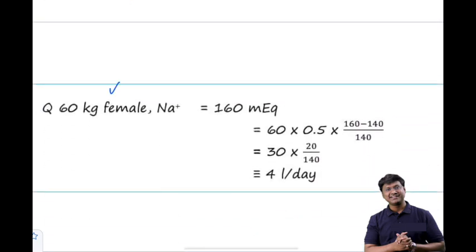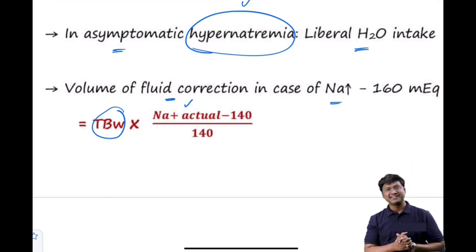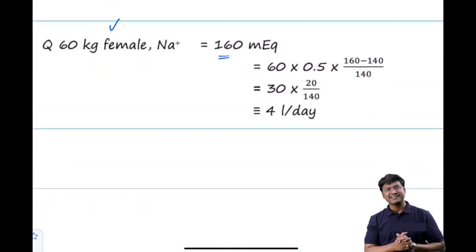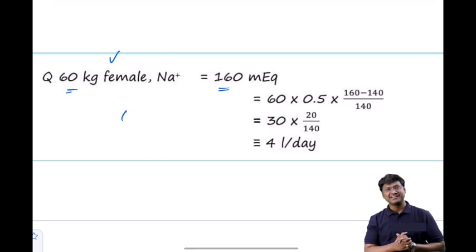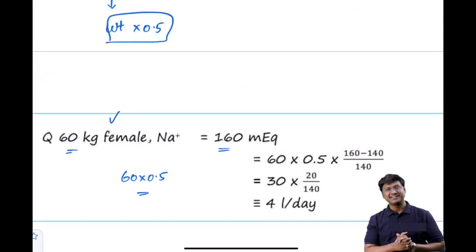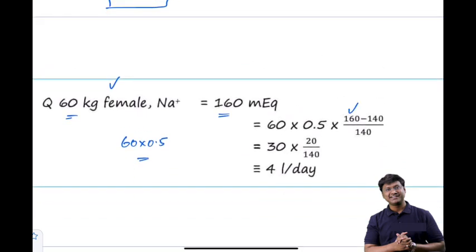You take a 60 kg female with sodium 160. Now how much fluid do you have to give this individual? How do you calculate the total body water? Weight of the individual multiplied by 0.5 is your total body water. So the weight is 60 multiplied by 0.5, and actual sodium of the patient is 160, minus 140, divided by 140 within the formula. If you calculate this, you get around 4 liters per day.